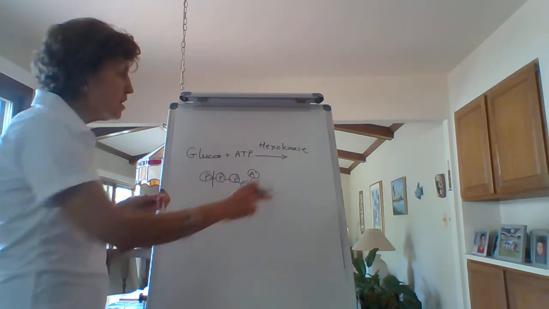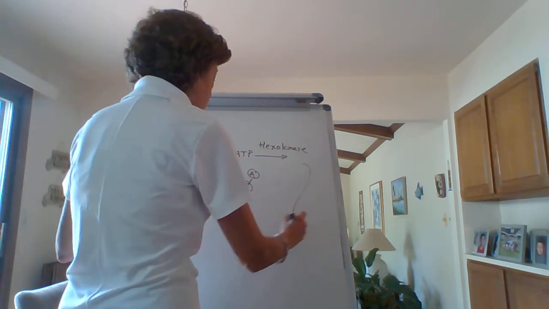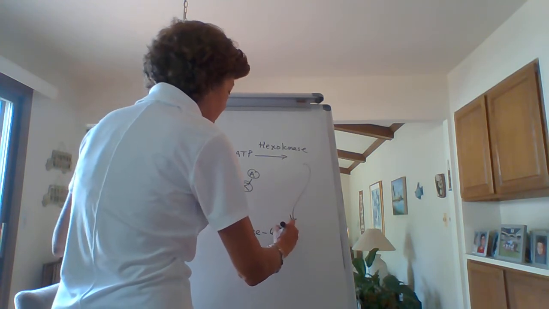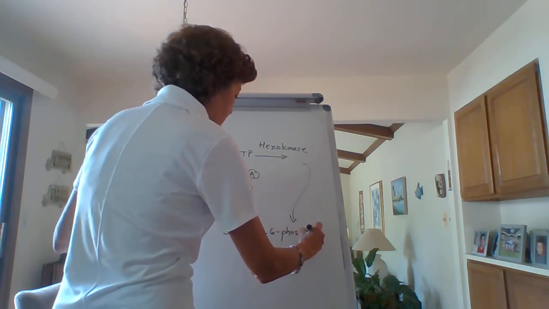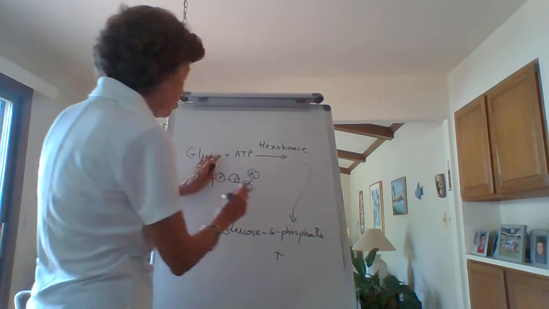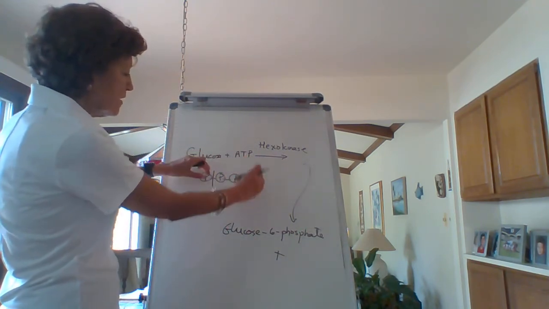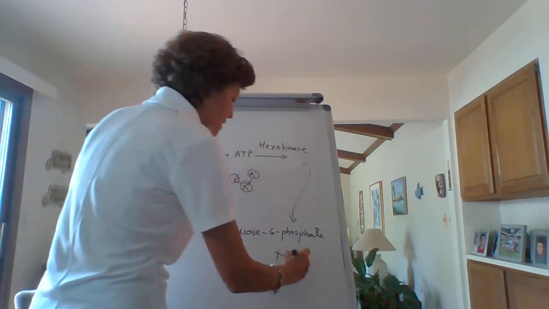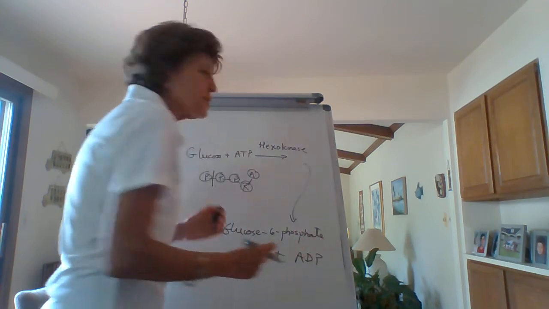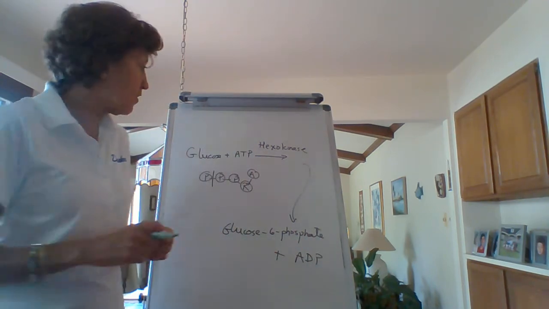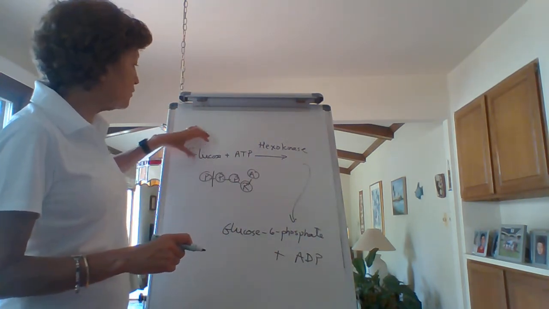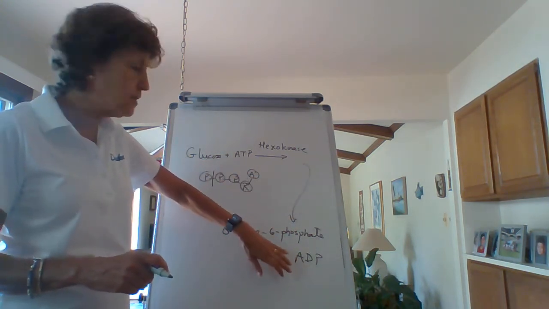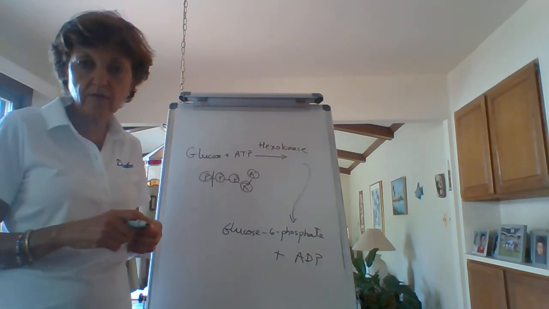carbon number 6. So the products, I'm going to write the products over here, are glucose 6-phosphate plus what's left over. Well, you took this phosphate, put it here. Now ATP is ADP, adenosine diphosphate. And that's your first reaction in glycolysis. The substrates are glucose and ATP. The products are glucose 6-phosphate and ADP, and the enzyme is hexokinase.